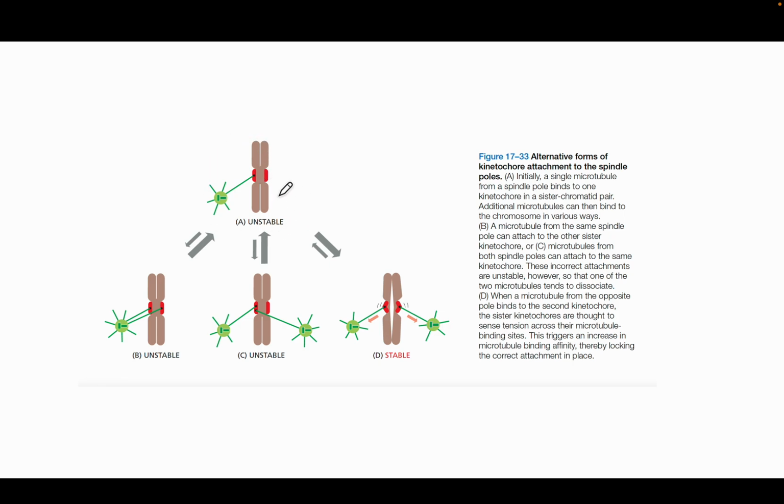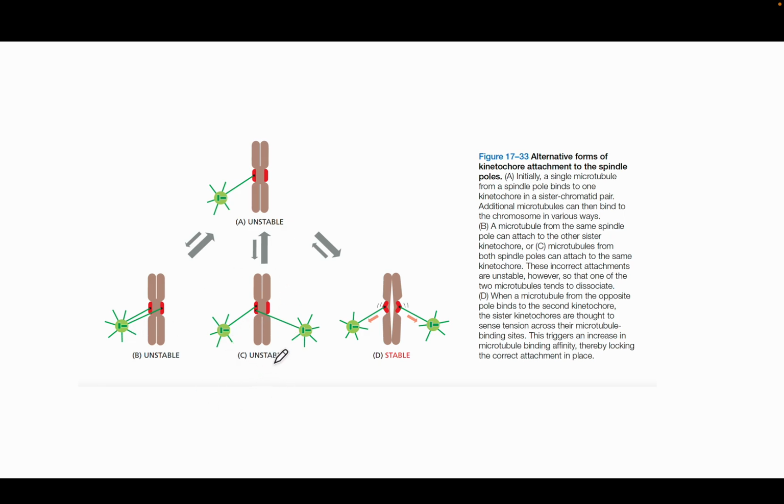Initially, a single microtubule from a spindle pole binds to one kinetochore in a sister chromatid pair. Additional microtubules can then bind to the chromosome in various ways. In this case, a microtubule from the same spindle pole can attach to the other kinetochore, but you can imagine that this is also unstable. This can pull the chromatid towards a certain pole.